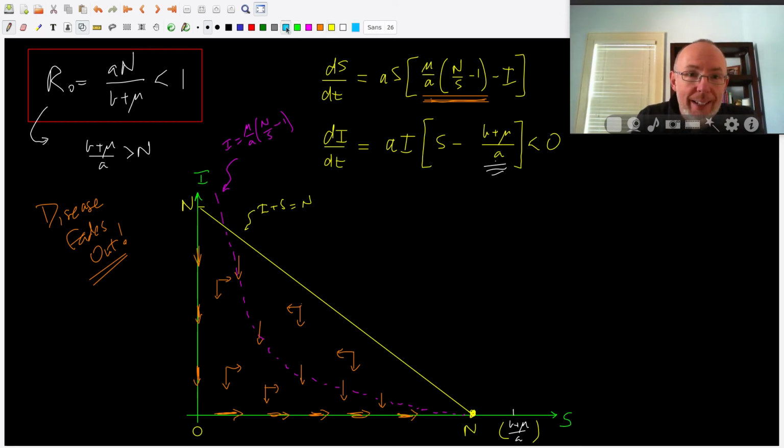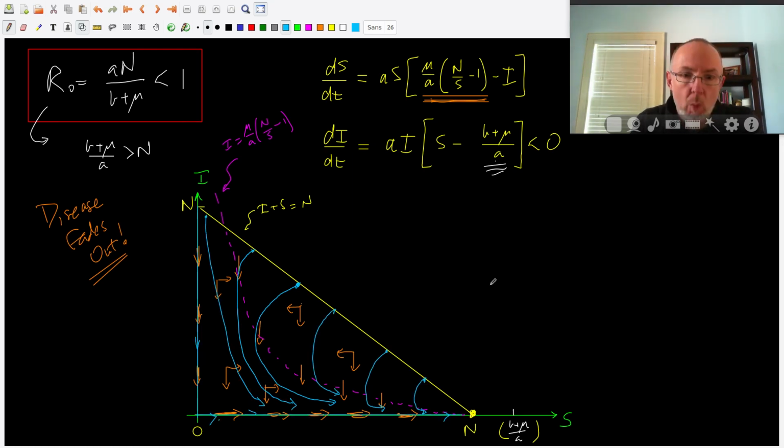So kind of sketching trajectories here, starting on this curve, we move down and to the left until we hit that purple curve, at which point we're moving straight down, and then we're just moving to the left, and we have to be going like that somehow. So the trajectories here all have to have this general shape. So in this case you can see the disease dies out and the number of susceptibles goes to n.